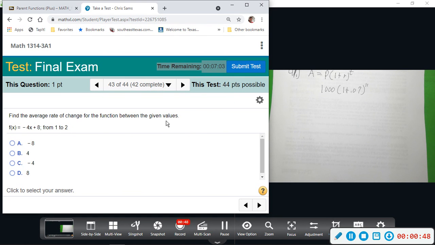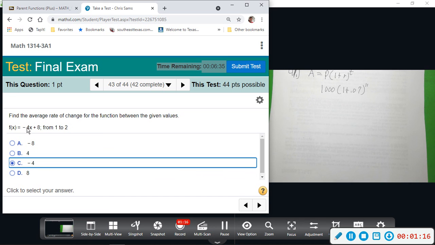Find the average rate of change between the given values. So when you're finding the average rate of change, that's the same thing as slope. Okay. Since this is linear, your average rate of change is -4. That's your slope, and it will be the same if you were to find the slope between 1 and 2. So you would plug in 1, get a number, plug in 2, get a number, you get an ordered pair, find the slope, and it will be the same as your linear equation. Now, if you had a quadratic, you actually have to plug it in, get the y value, and find the slope. But in this case, you would get -4.